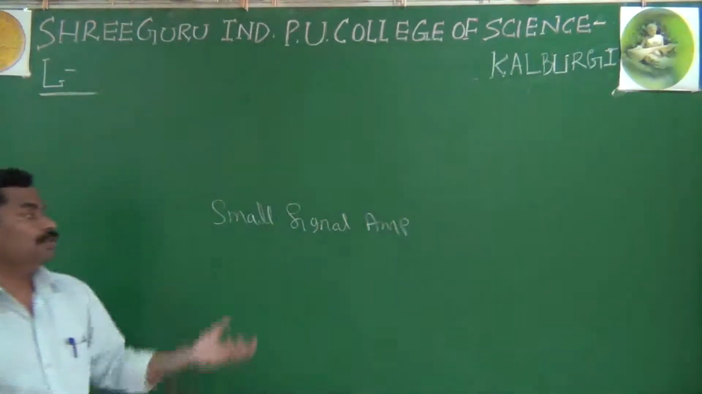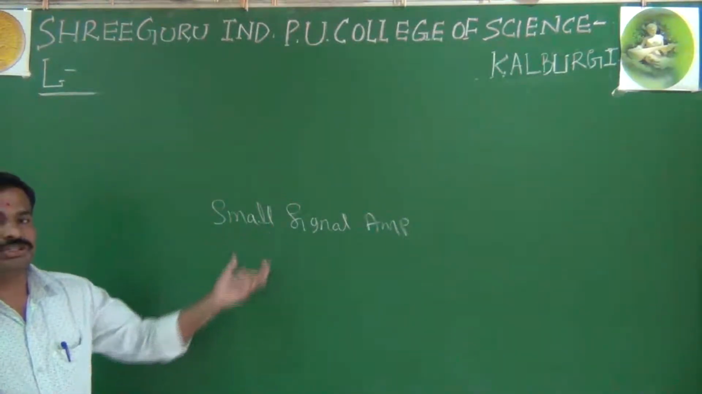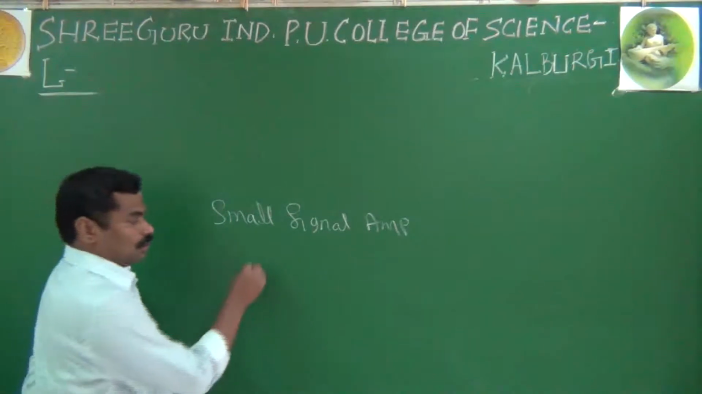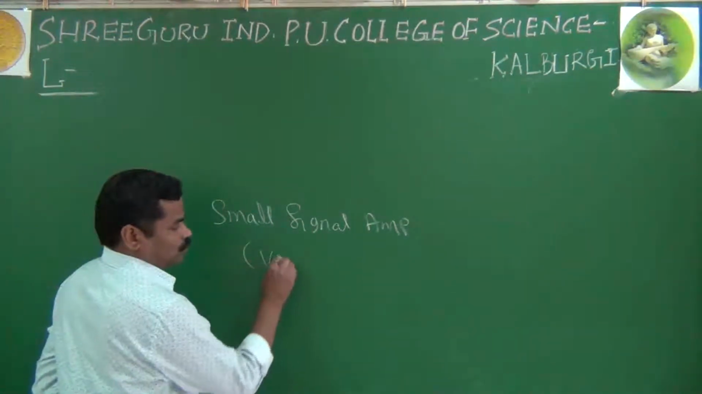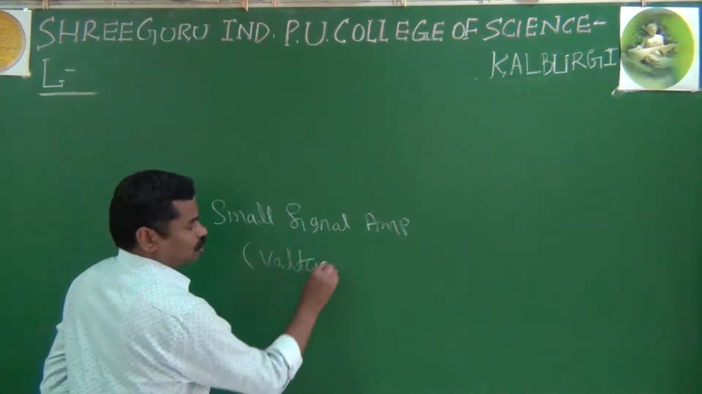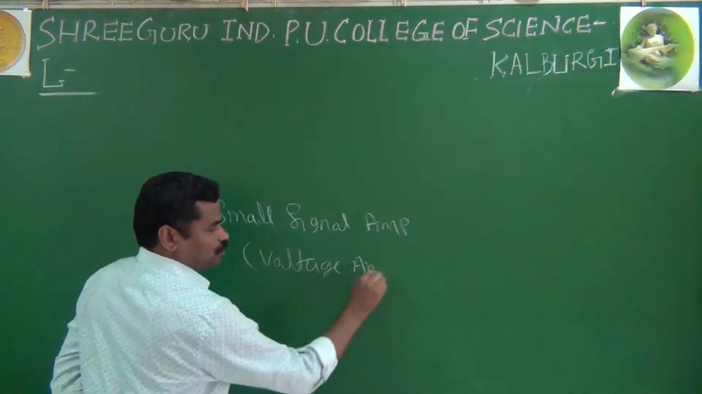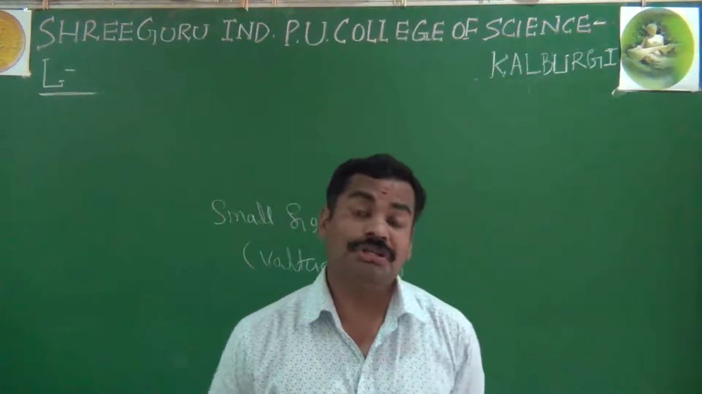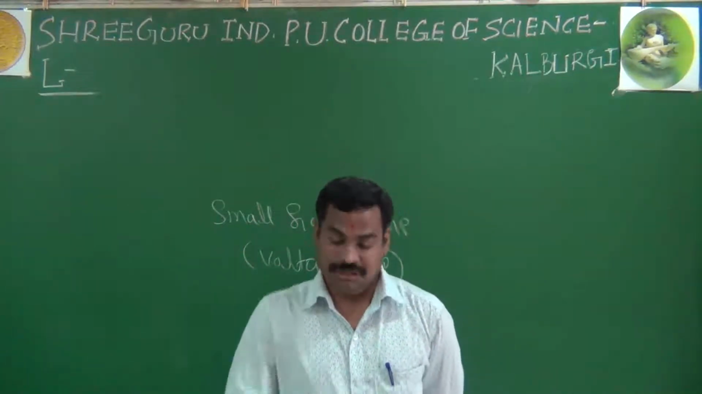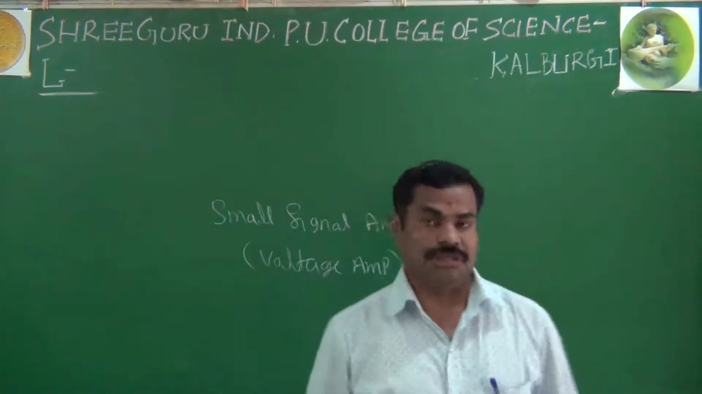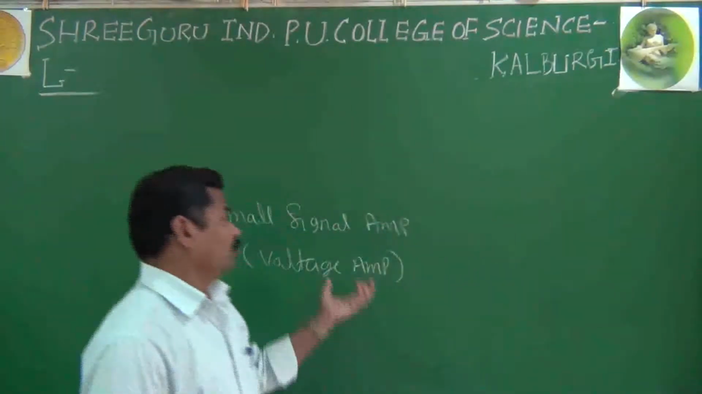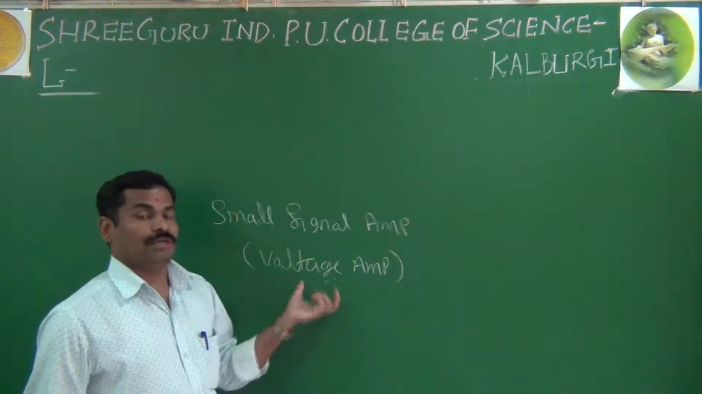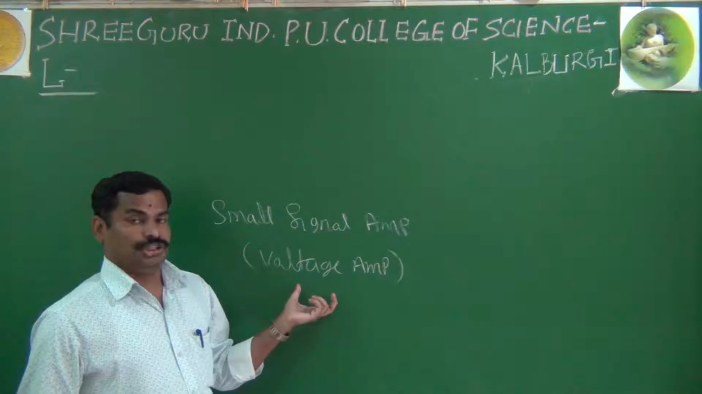That type of amplifier we call the small signal amplifier. As I said, this is also called a voltage amplifier, because in your small signal amplifier you are increasing the voltage level of the signal. You are strengthening the voltage level. It means you get the most voltage gain, or a very large voltage.